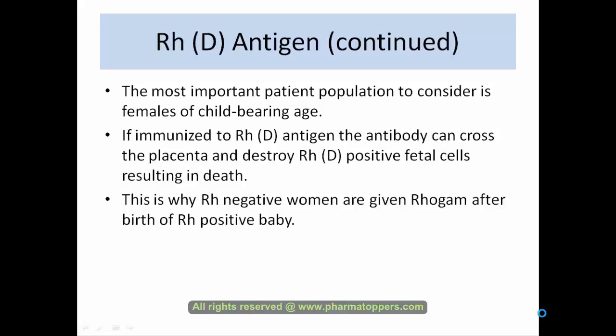The most important patient population to consider is females of childbearing age. If they immunize to the RhD antigen, the antibody can cross the placenta and this can destroy the RhD positive fetus. So this is why Rh negative women are given Rhogam after the birth of an Rh positive baby.